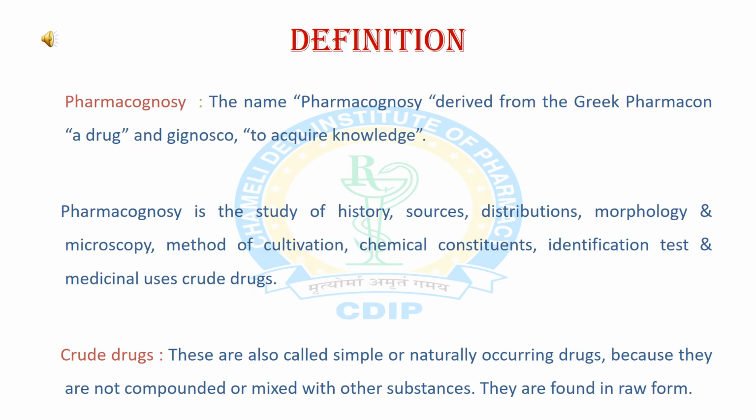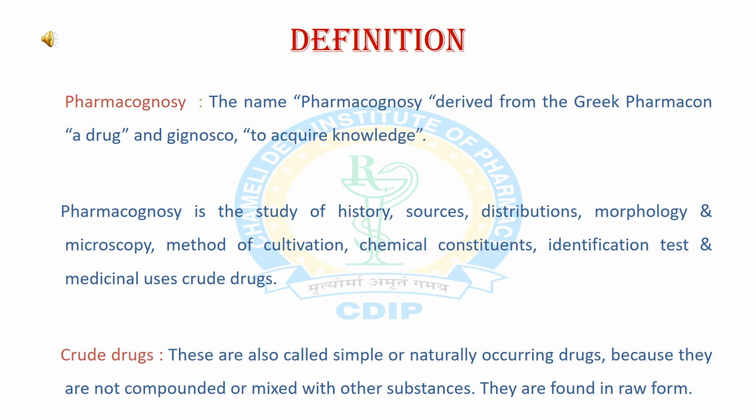In this slide we will discuss the definition of pharmacognosy and crude drugs. So first of all we will discuss the meaning of pharmacognosy. The name pharmacognosy is derived from the Greek words pharmakon and gignosco. Pharmakon meaning a drug and gignosco meaning to acquire knowledge. So this is the meaning of pharmacognosy.